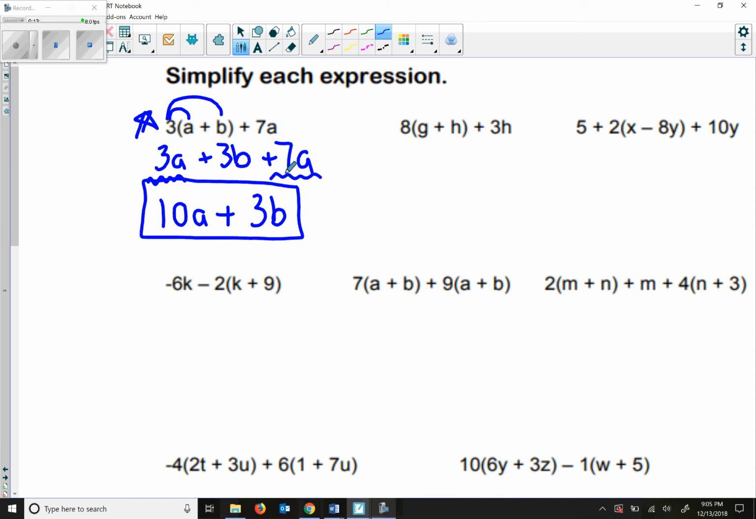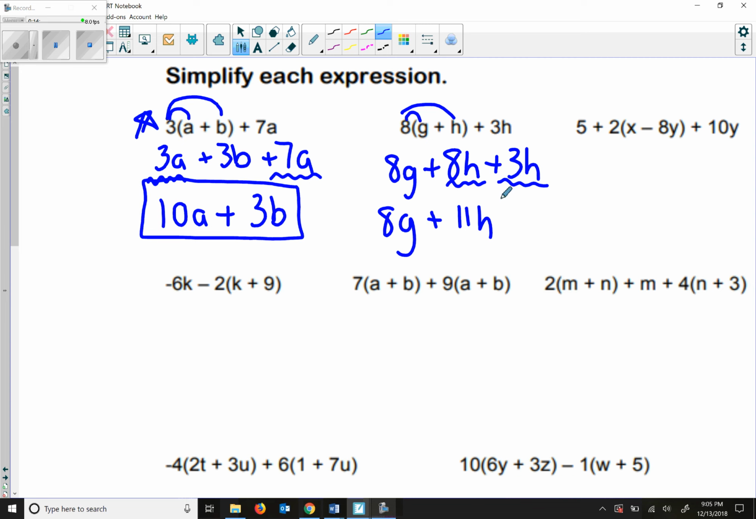Okay, if we look at that middle one again, I have to distribute that 8 through. So I have 8g plus 8h plus 3h. These are my two like terms. There aren't any other g's, so I have 8g plus 11h. Okay.